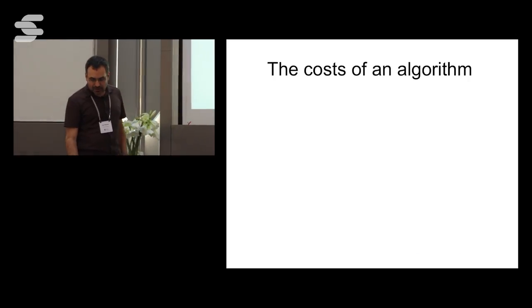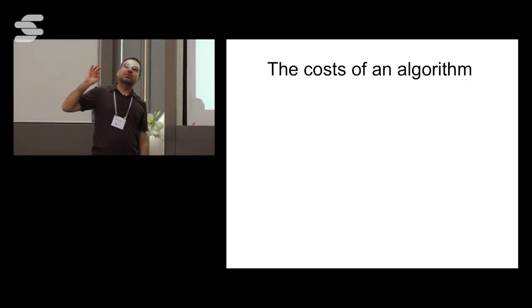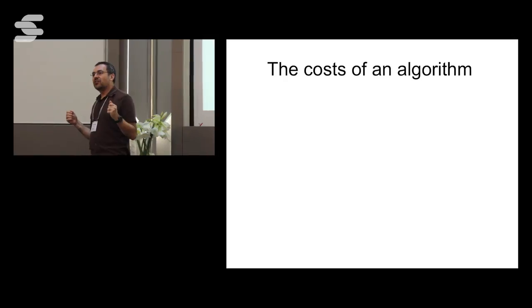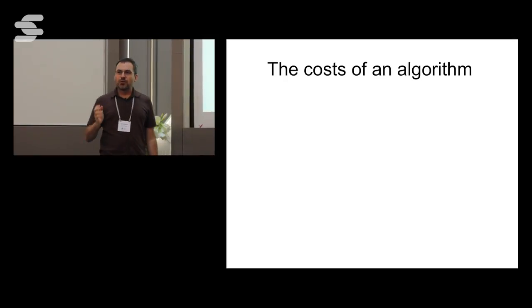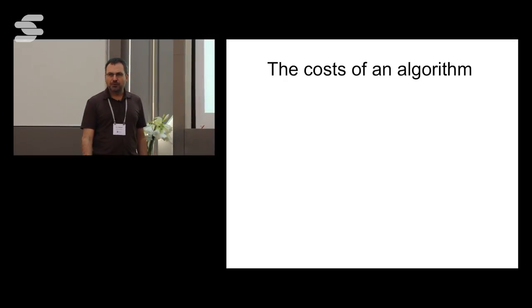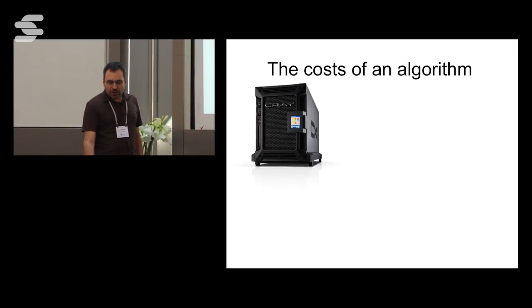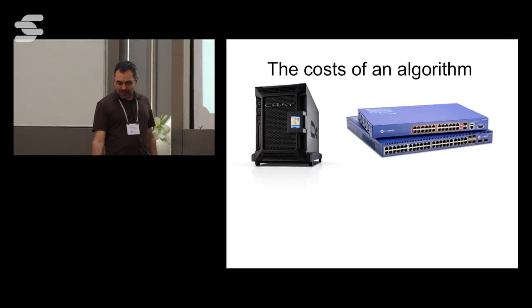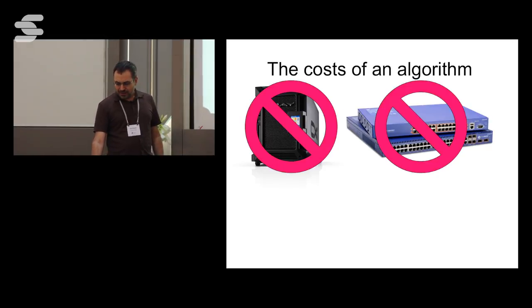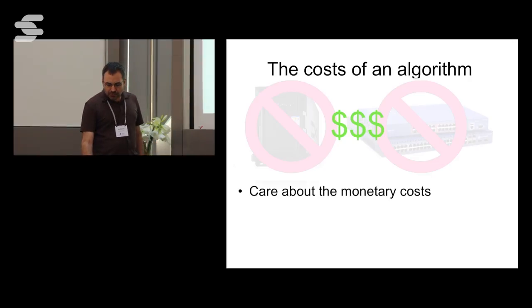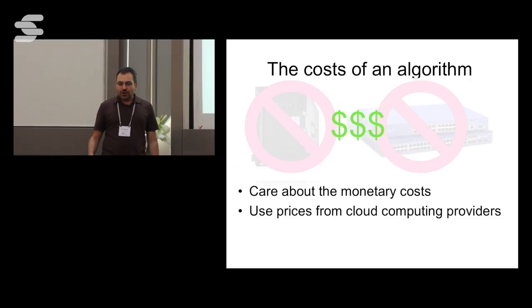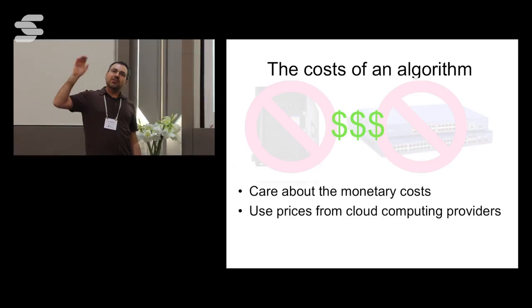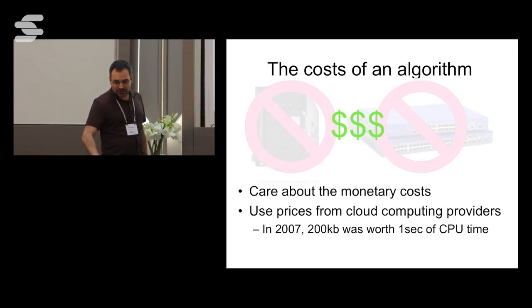So let's have some more costs. Let's use a different unit for cost: dollars, or if you prefer euros, or if you really prefer bitcoins. Should we be pricing out big expensive computers? Should we be pricing out switches? No. How about money? So we used Amazon's EC2 pricing as of 2007.